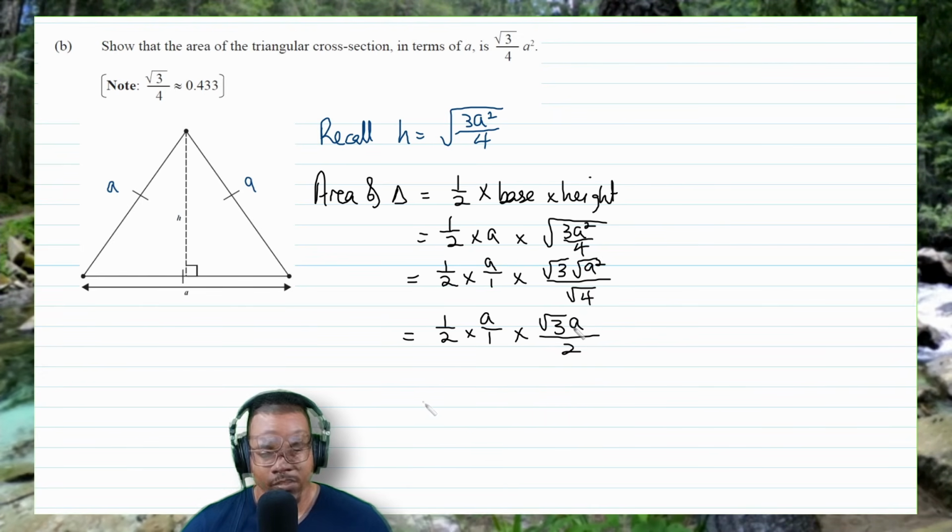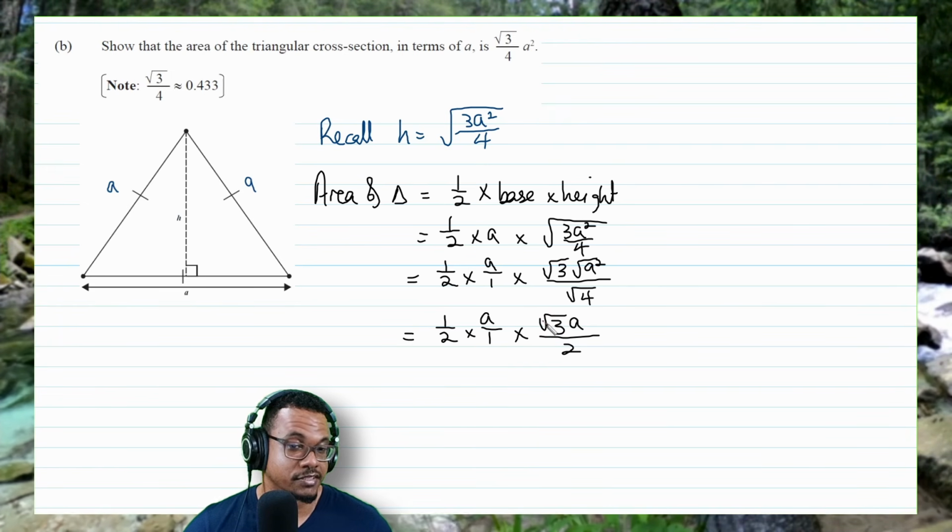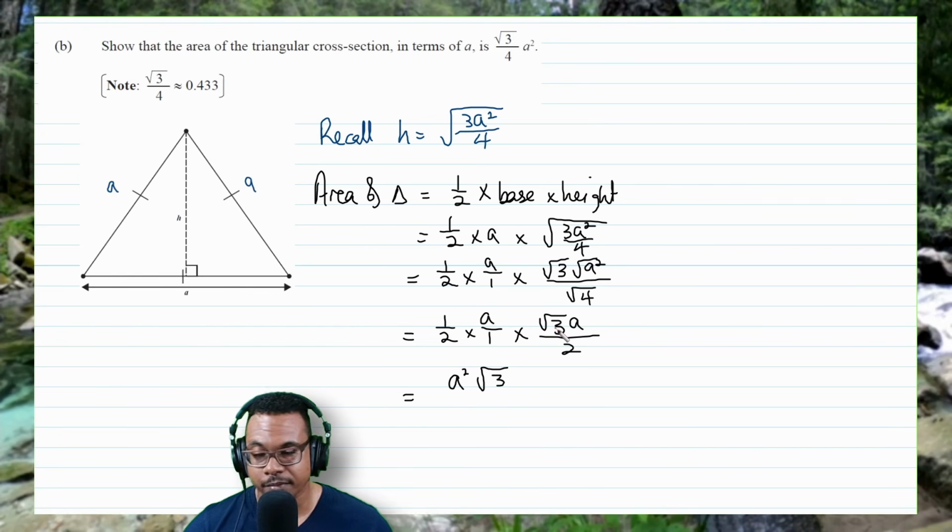As I said, the square root of a squared is a, and the square root of 4 is 2. Does it look better when you have a square root of a number like this, if you put the symbol in front of it? Nothing wrong with writing it like this, though. So we can start multiplying across. 1 by a is a, and a times the square root of 3 times a: these two a's, when you multiply, will give you a squared. So I can write that as a squared square root of 3.